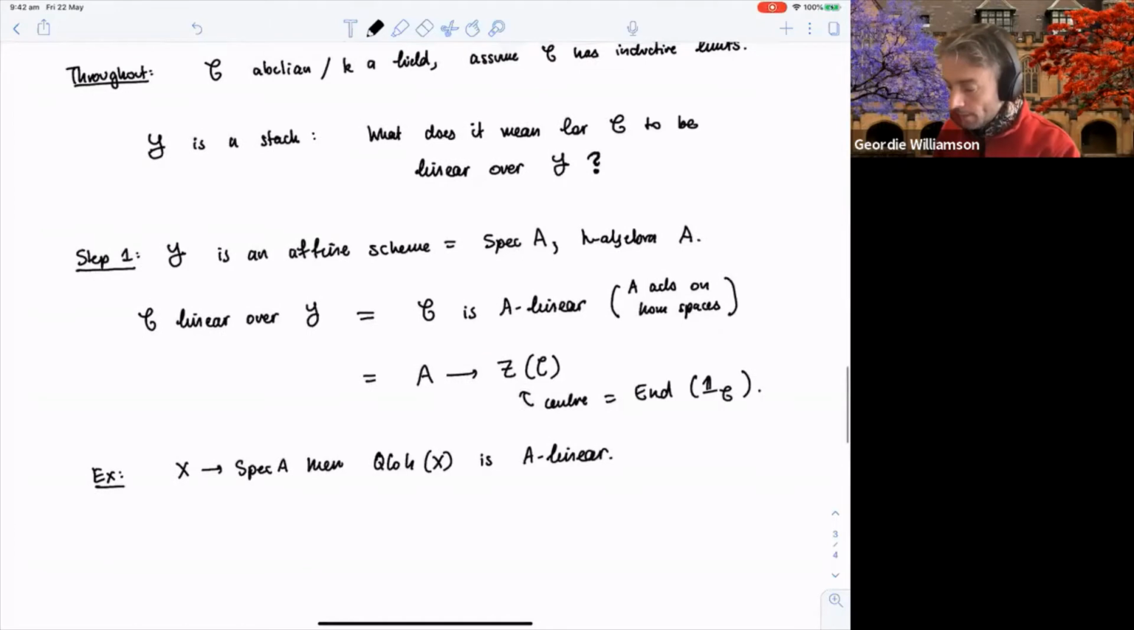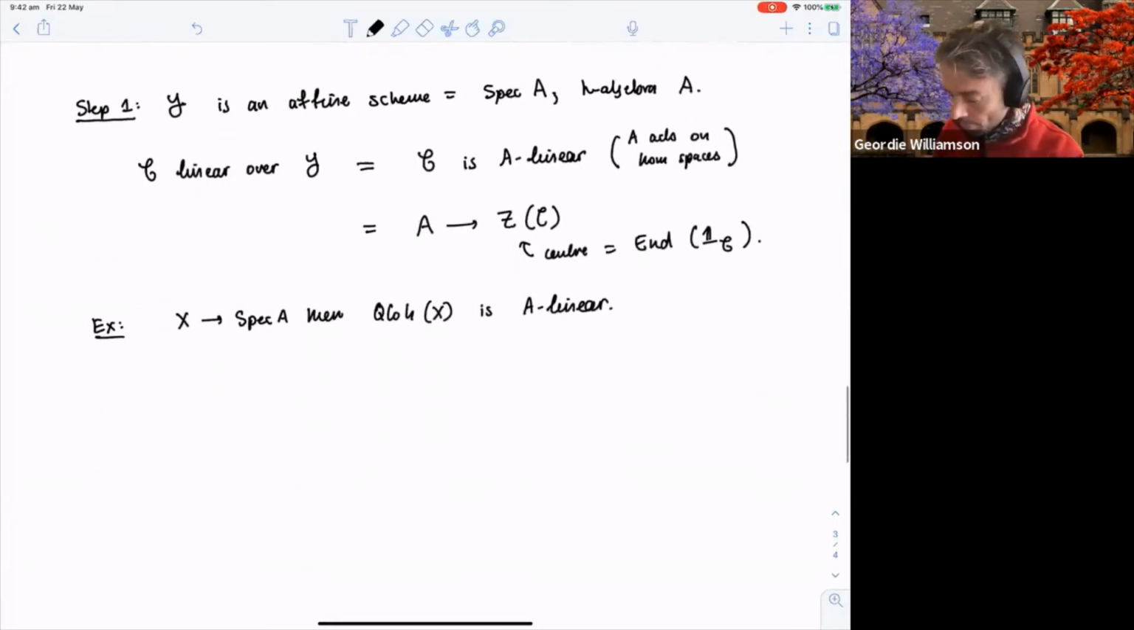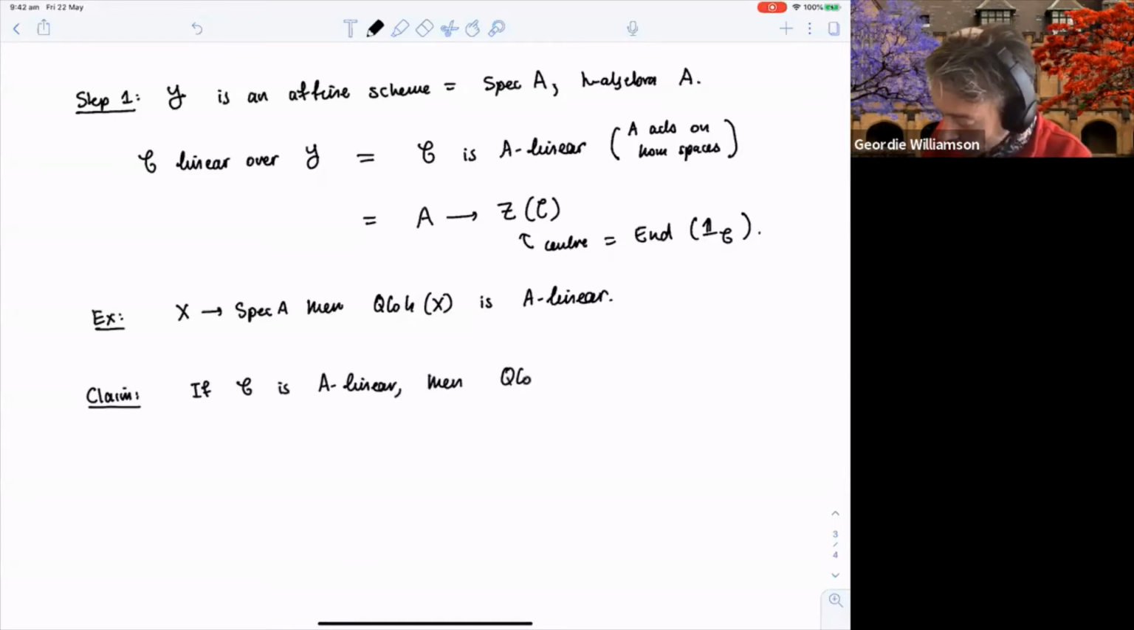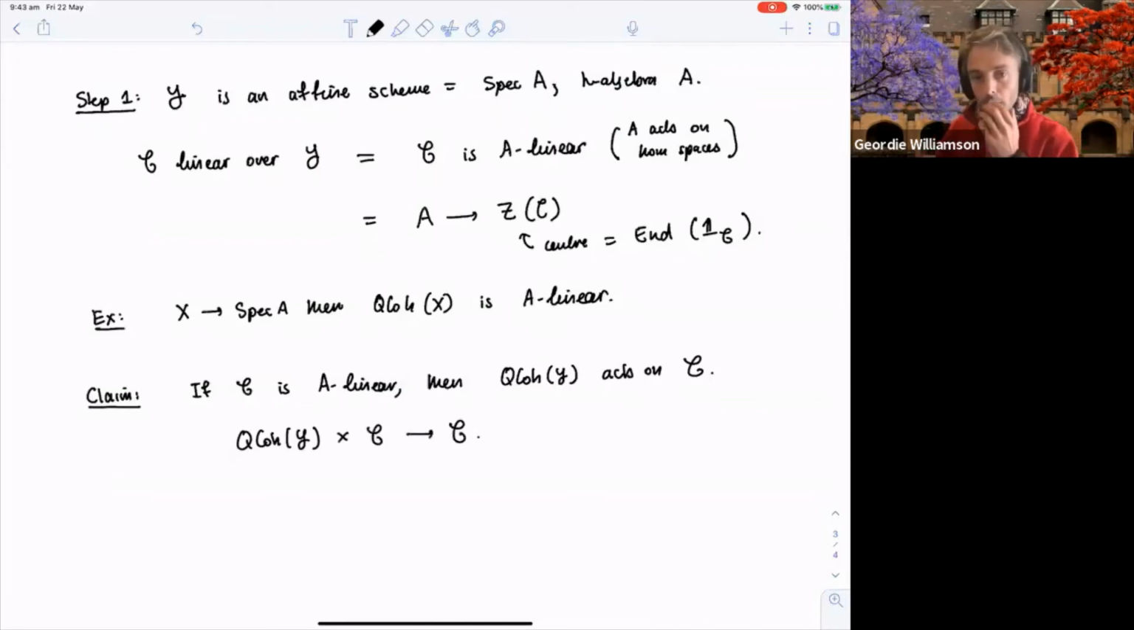And the important claim is that if C is A linear, then quasi-coherent sheaves on spec A, quasi-coherent sheaves on Y, acts on C. Okay, so in other words, we have a tensor functor to endomorphisms of C.